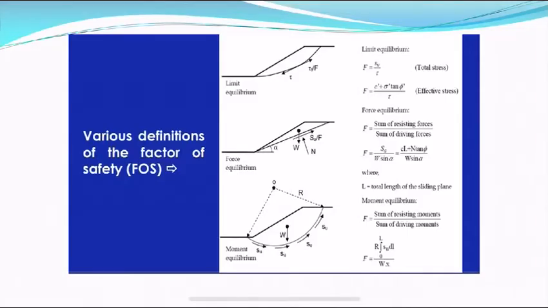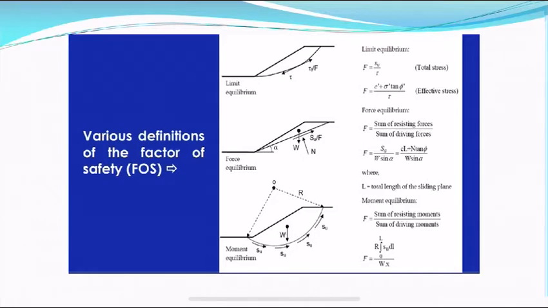Before attempting the analysis methods, let us look into the various definitions of factor of safety. Here the definitions are given from the limit equilibrium point of view, force equilibrium point of view and moment equilibrium point of view. In the topmost figure, there is a failure surface which is indicated, and the shear strength and shear stress are also shown. The shear stress is mobilized due to the disturbing forces and shear strength is mobilized due to resisting forces.